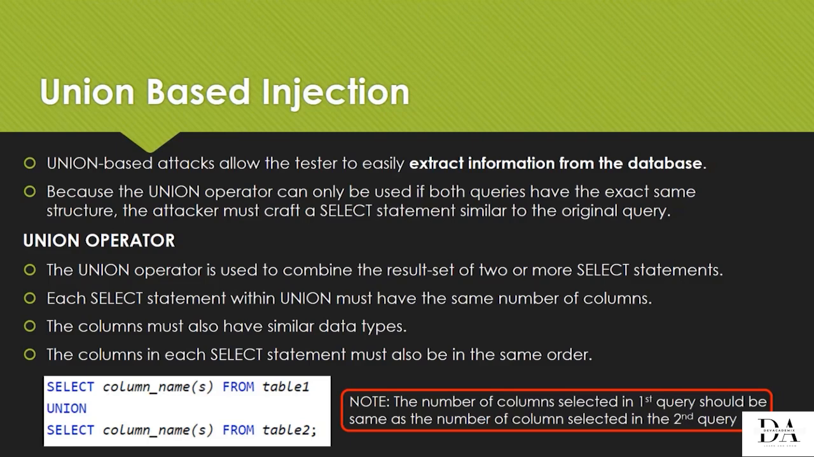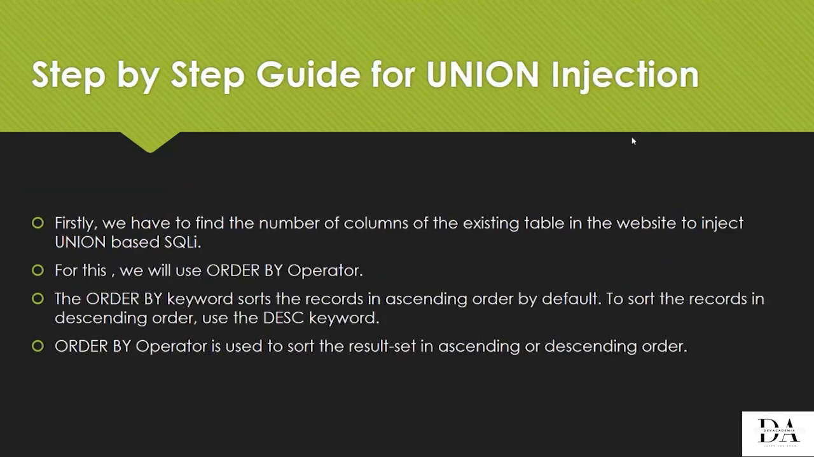When we are injecting SQL queries in a web application, first we need to find the number of columns of the existing table in the website to inject union-based SQLi. To do so, we use another operator, the order by operator. The order by keyword sorts the records in ascending order by default. To sort the records in descending order, we use the desc keyword. The order by operator is used to sort the result set in ascending or descending order.